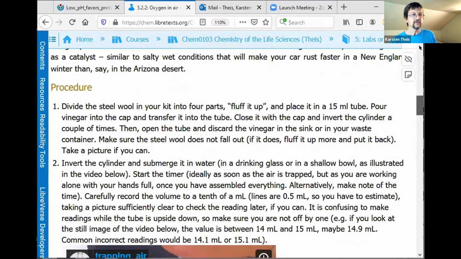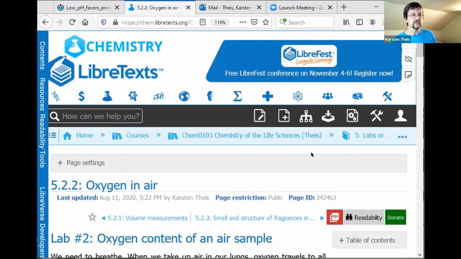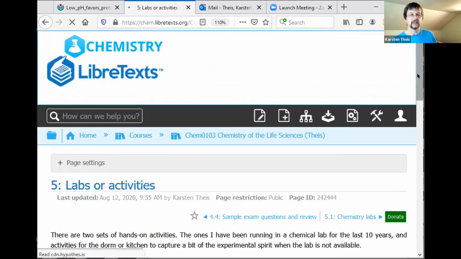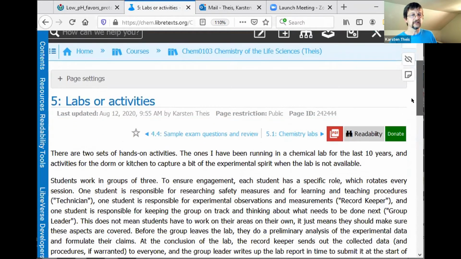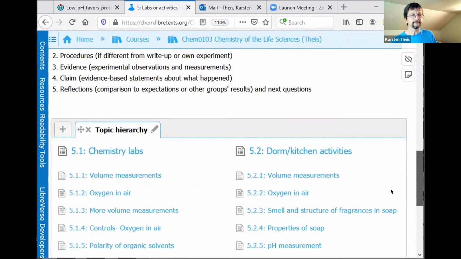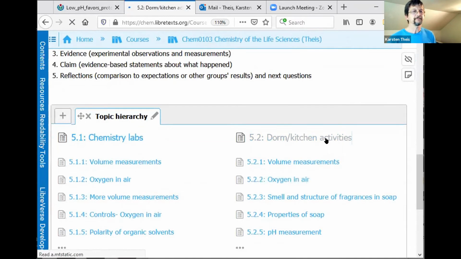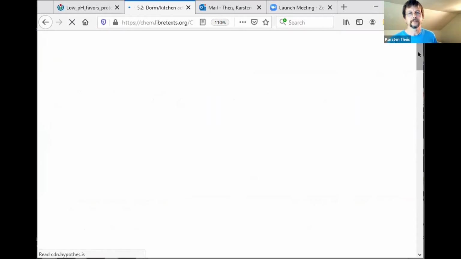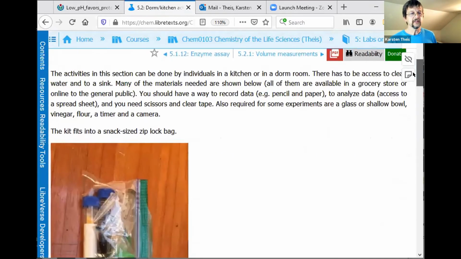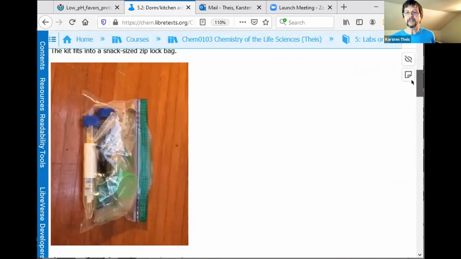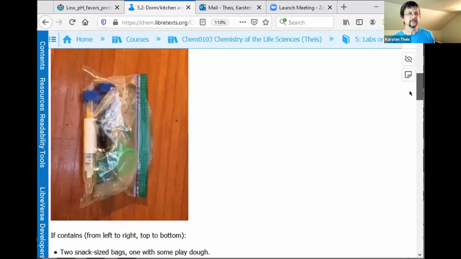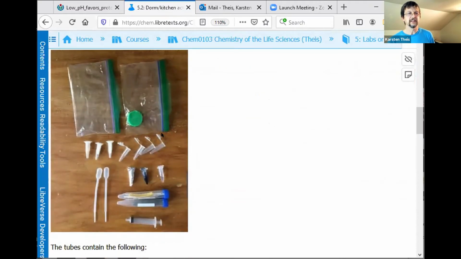What I also should show is that students do this with a little lab kit that they got from me. So I guess that's in the beginning of the lab activities. There we go. So this is just a little bag with stuff. They picked that up at the beginning of the semester, and now they have it in their dorm or at home. And you can sort of see what's in there.